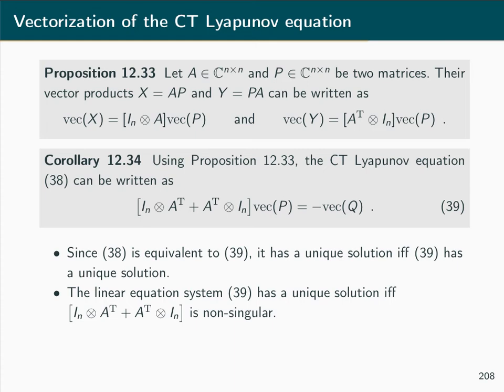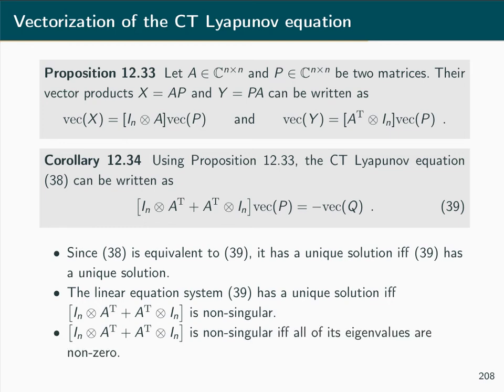Since the matrix of this linear equation system is square, the linear equation system has a unique solution if and only if the matrix is non-singular. And this again is the case if and only if all of its eigenvalues are non-zero.